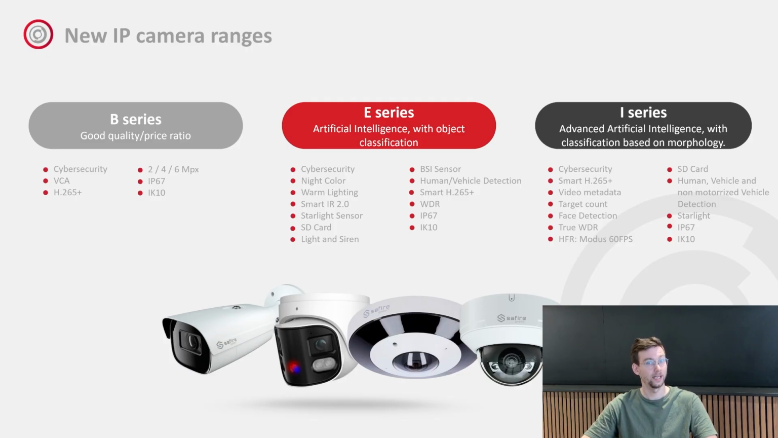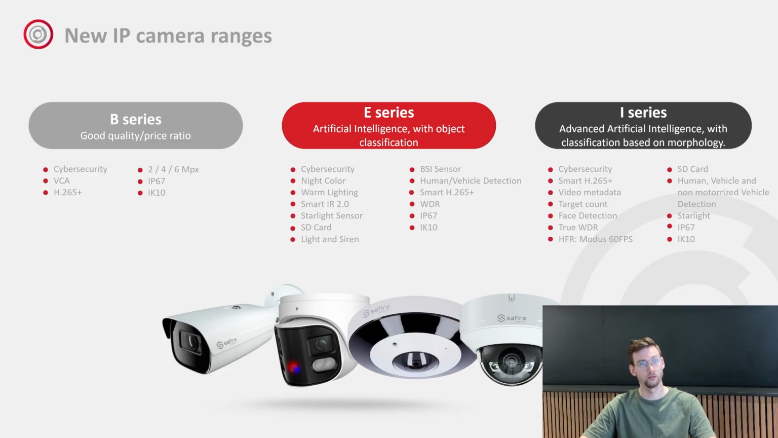We also have night color cameras in the E series. We have the SL cameras in the series, the light and siren cameras. And a lot of those cameras already have a starlight sensor, which means the image quality in lower light conditions is going to be a bit better than in the B series.